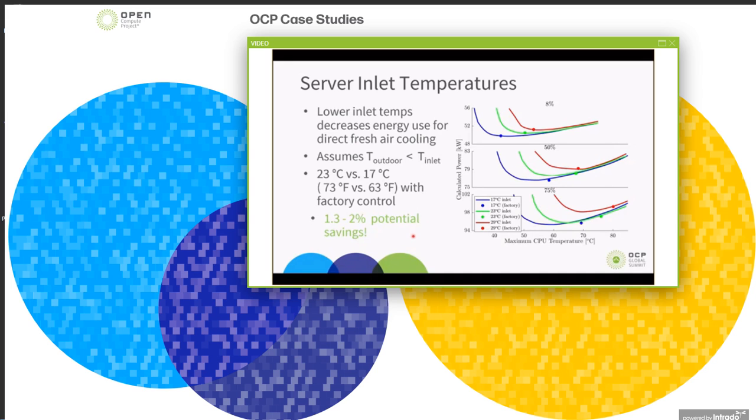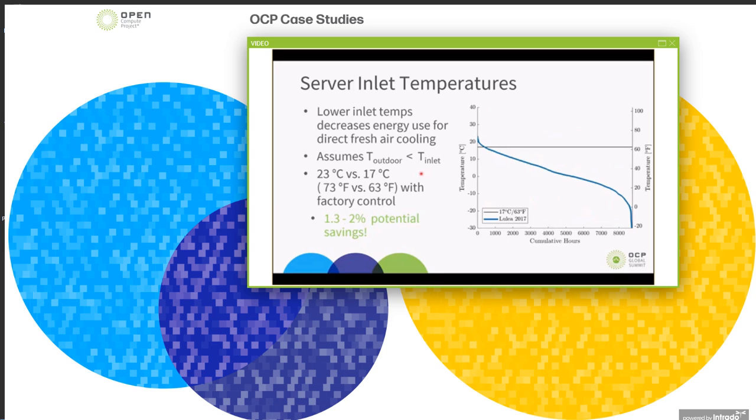So can we assume this, that we can get air colder than 17 degrees? First, we're going to look at Lulea. This is 2017, all 8,760 hours, plotted on one graph from highest to lowest. You can see here that there are only few hours of the year where the temperature is actually warmer than 17 degrees Celsius. Here we would either have to let the inlet temperature to the servers increase or use evaporative cooling to drop the temperature down.